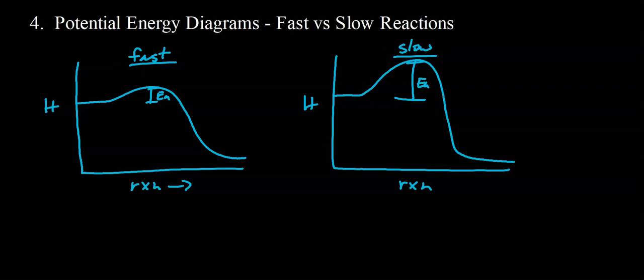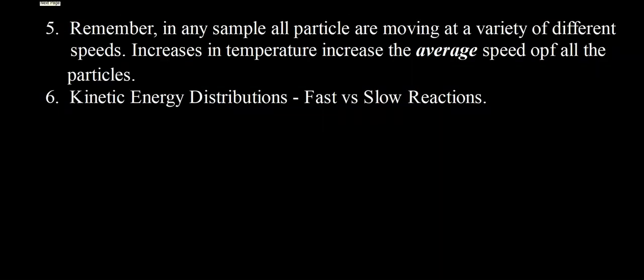We'll talk later about what affects the activation energy for a reaction. Next, though, is a relationship between temperature and reaction rate. It says, remember, in any sample, all particles are moving at a variety of different speeds. If you increase the temperature of that substance, you will increase the average speed or velocity of all of the particles. So let's show, using a kinetic energy distribution curve this time, the relationship between a reaction at a higher temperature versus a reaction at a lower temperature.